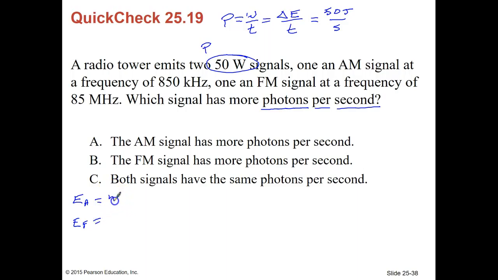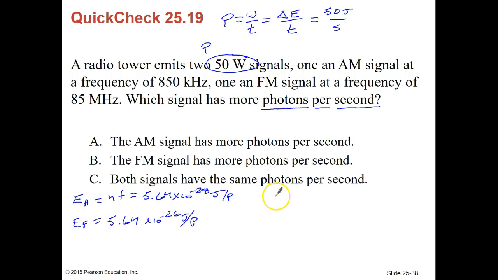If you multiply h times f, and I'll let you do that on your own, you end up with 5.64 times 10 to the negative 28 joules for every photon. So that's joules for every photon. But that's not photons per second, so be careful. This next one is 5.64 times 10 to the negative 26th joules per photon. We want to know which one has more photons per second.